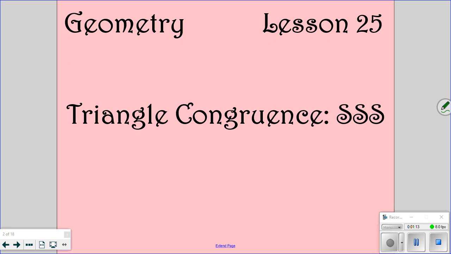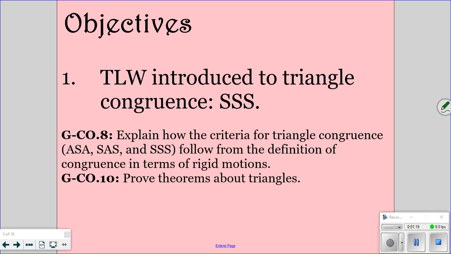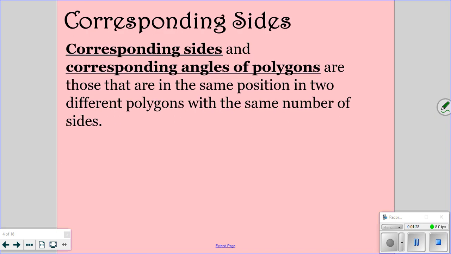So we're looking at lesson 25 today. We're going to be looking at triangle congruence, SSS. So this is the first triangle congruence that we are going to look at. There are several of them we'll look at over the next couple of weeks. So we're going to start off with corresponding sides and corresponding angles. Those are in the same position, but in two different polygons.